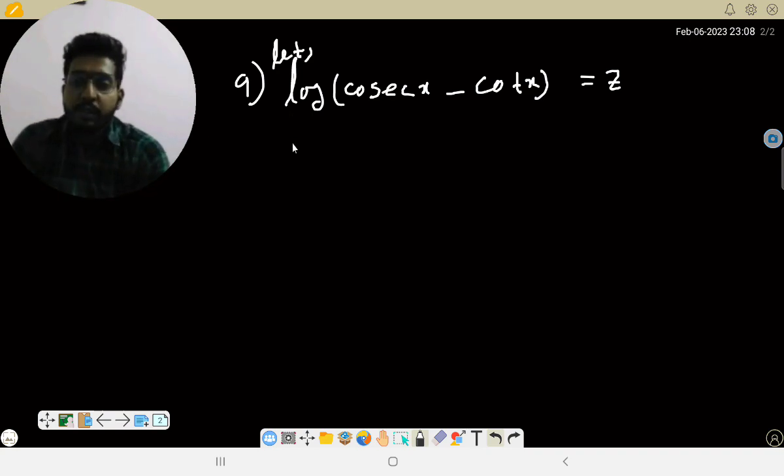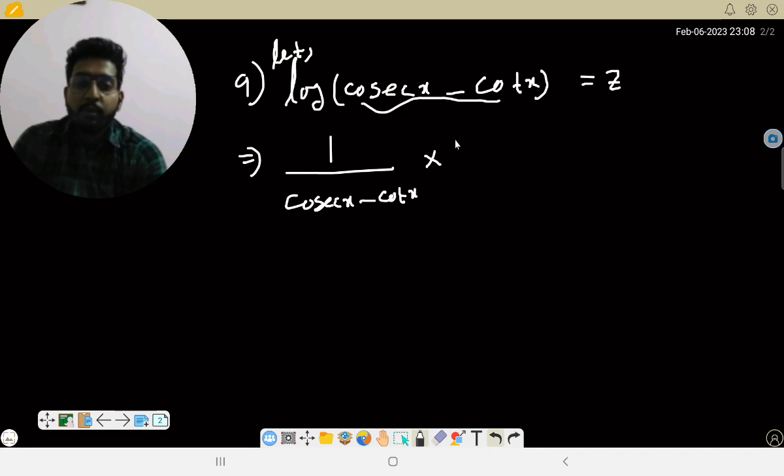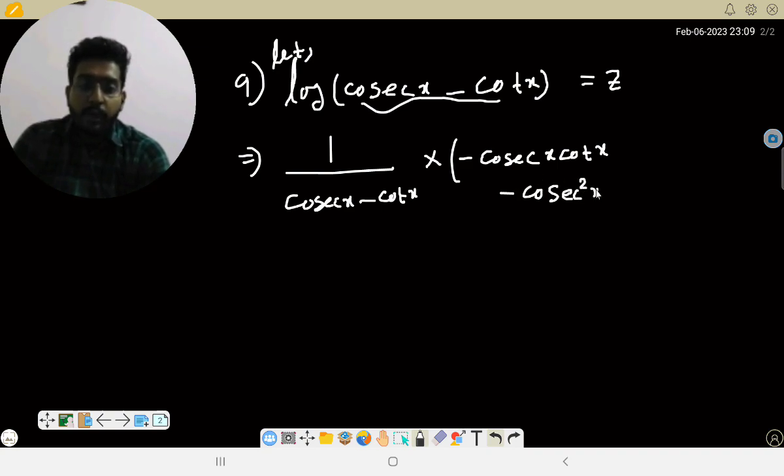Now do the differentiation. It will be 1 by (cosec x minus cot x) into the derivative: the derivative of cosec x is minus cosec x cot x, and the derivative of cot x is minus cosec square x, so that will be minus cosec square x, dx equals dz. Since there is a minus also, that will become plus.